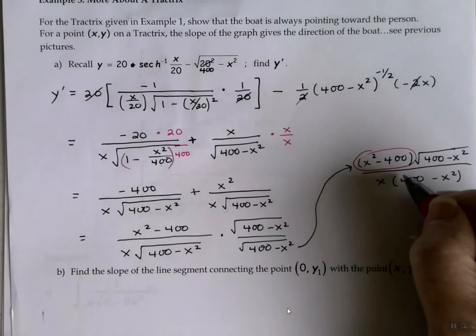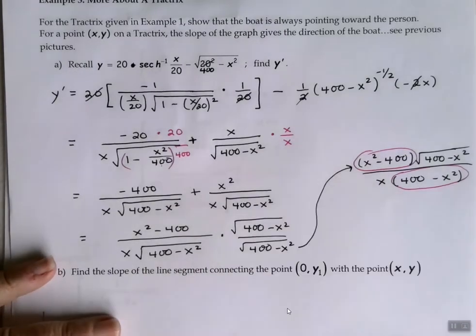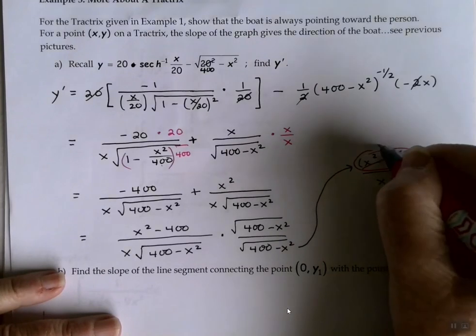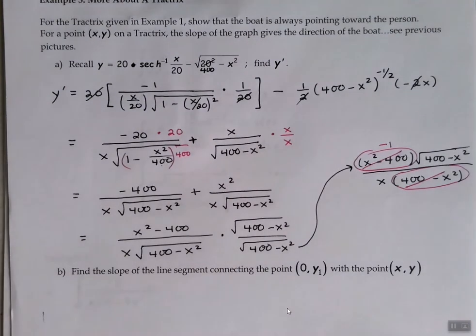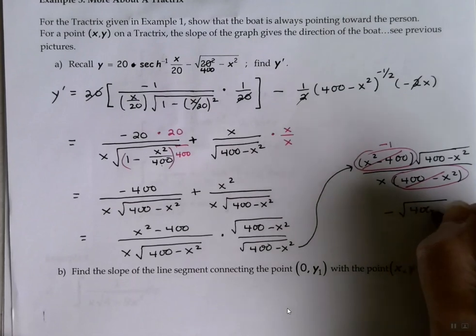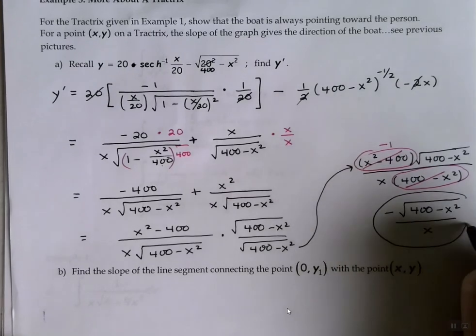These are not quite the same, just the terms are reversed. So essentially, if I divide them, I'm going to get negative 1, right? If you want, you could think of factoring out a negative 1 from one of them before you cancel. So we end up with negative square root 400 minus x squared over x. Not too bad.